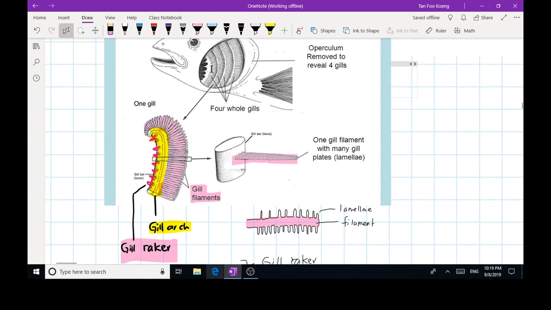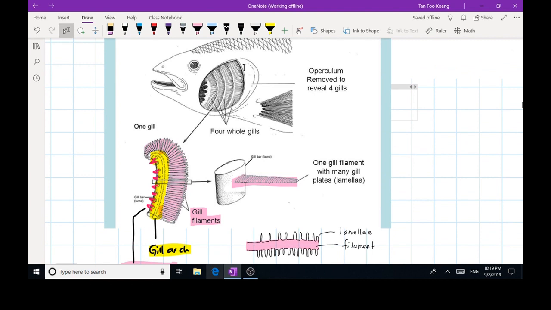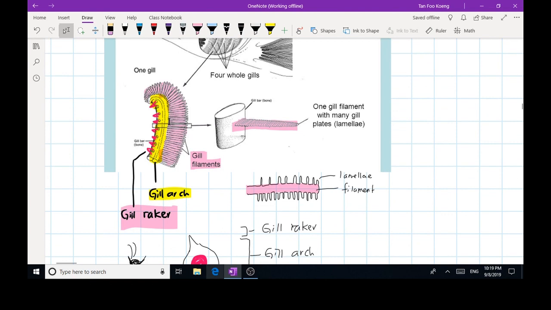Now, in bony fish, the fish that have bones, there are 4 pairs of gills, 4 on each side. If you pull out one of the gills, this is what you are going to see. This part is actually bone, and it is known as the gill arch. On the surface of the gill arch, we find some sharp, tiny structures known as gill rakers. Then attached to the gill arch is the filament.